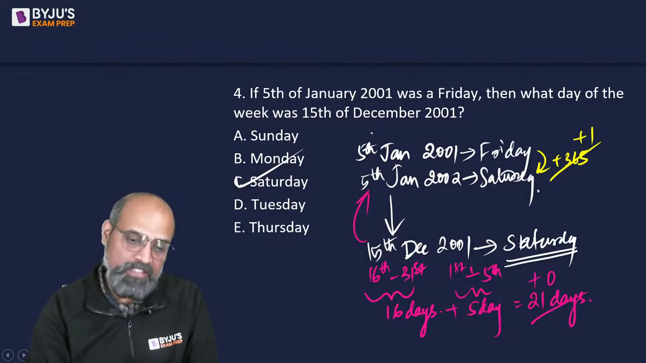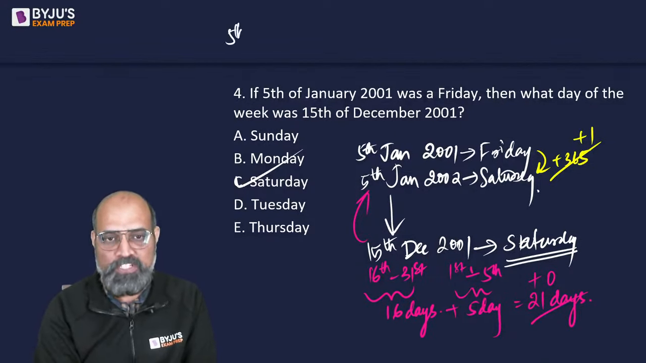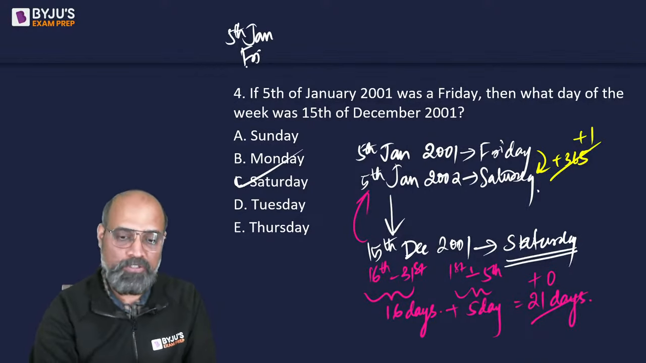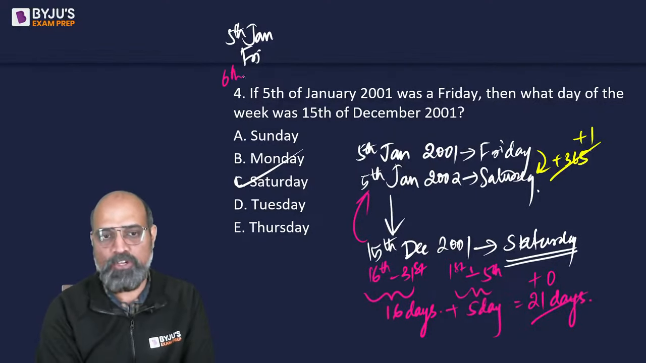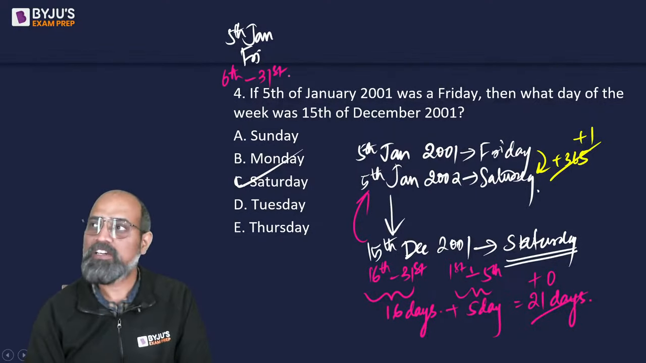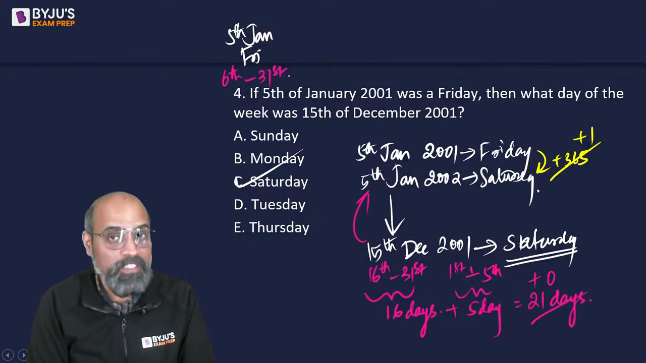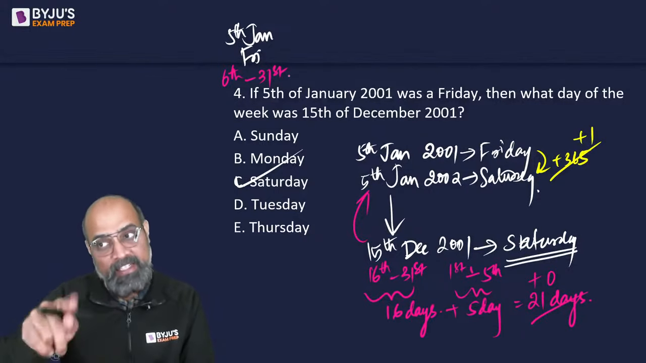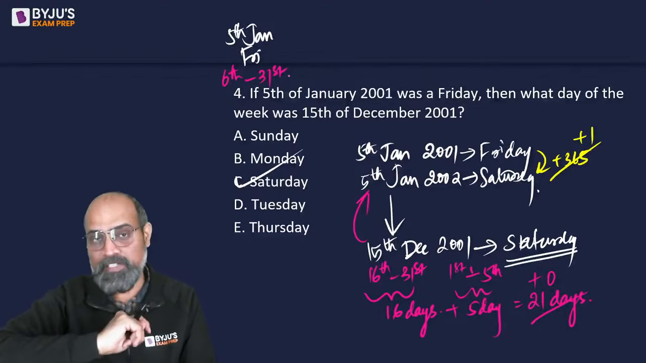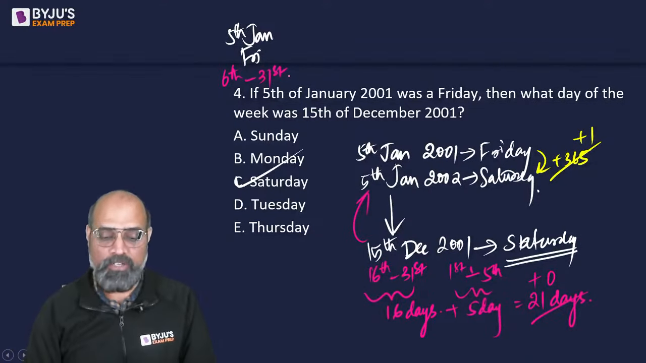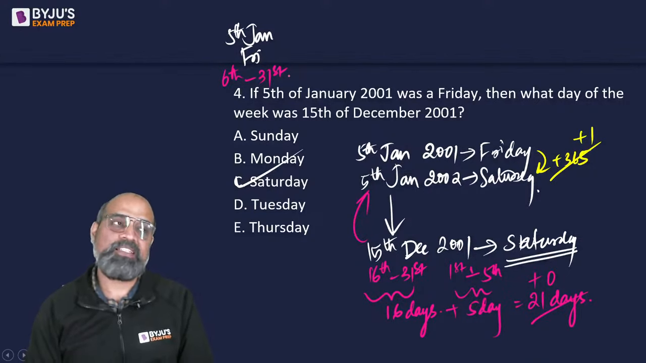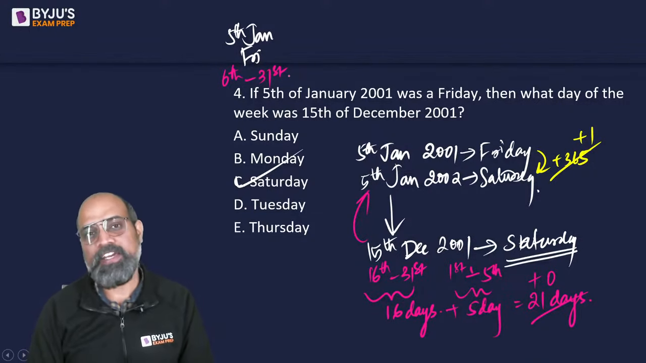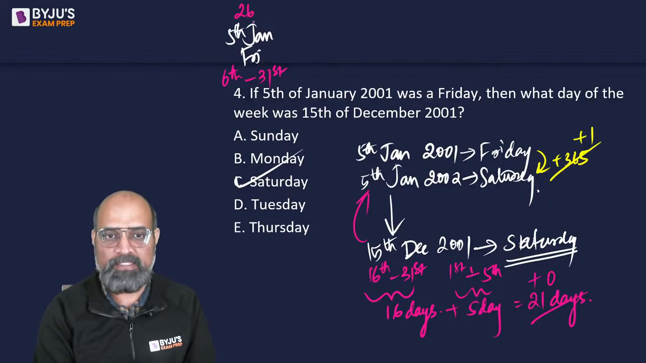See, the other approach is, if 5th of Jan is Friday, then for January, how many days do I have to cross? It's going to be 6th of January to 31st of January. How many days are these? You never include the date on which you are standing. The date given is never included. The date on which you have to reach is always included. Remember this rule. So 6th to 31st is going to be 31 minus 5, which is 26. So this is 26 days.